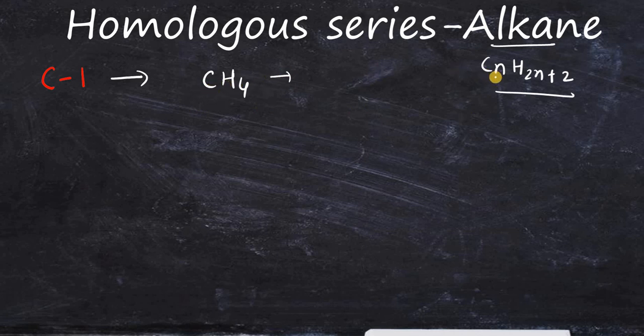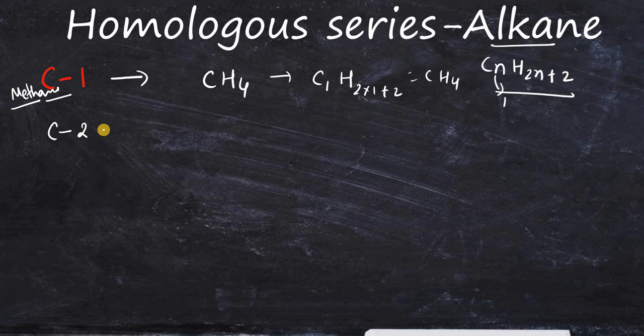If you put carbon number 1, why is it carbon 1? Because we're talking about methane. Meth means 1, so let's put 1 carbon. Hydrogen is 2 times 1 plus 2, which means CH4. So this is the alkane homologous series, meth, carbon 1.